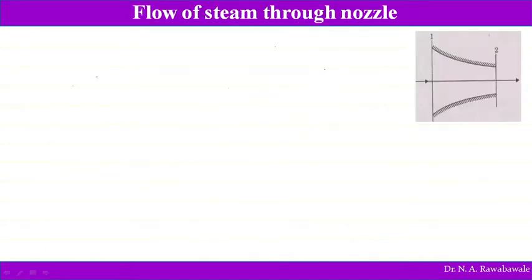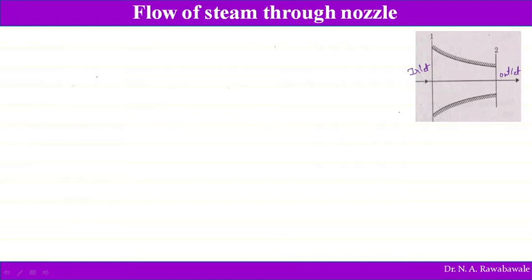Now looking at the flow of steam through a nozzle, let us consider one convergent nozzle where we have section 1 at the inlet of the nozzle, and this is the outlet of the nozzle. In this nozzle, let us see how the steam passes, how the velocity of steam increases, and what the effect of increasing velocity is on the enthalpy.